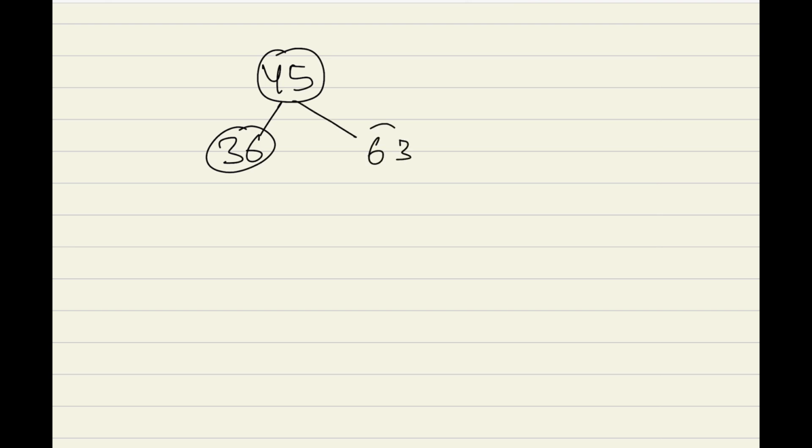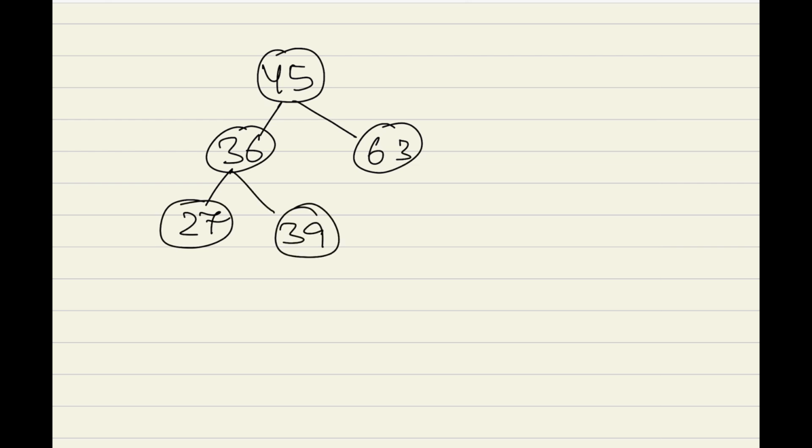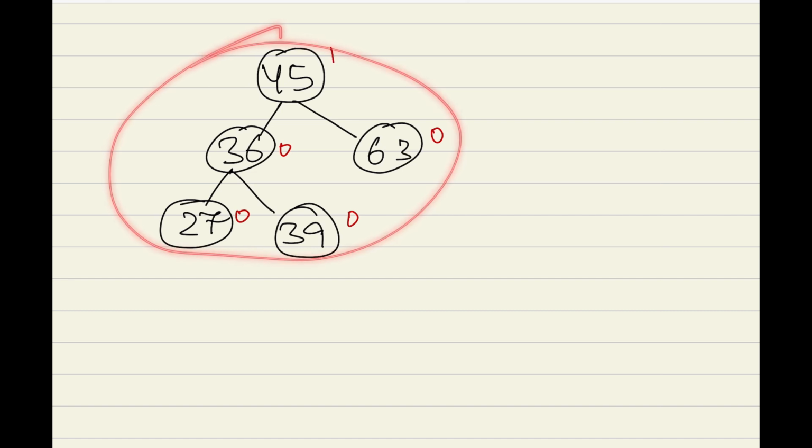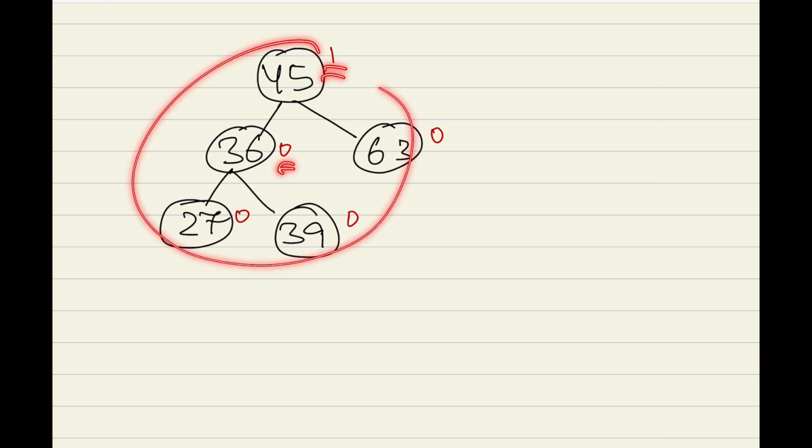So now consider we have an AVL tree like this, 45 as the root, then 36, then 63, then 27 as its left, and 39 its right. Now if we want to find the balance factor, this is 0, this is 0, this is 0, this is 0, this is 1. So this is an AVL tree, all the balance factors are 1 or 0.